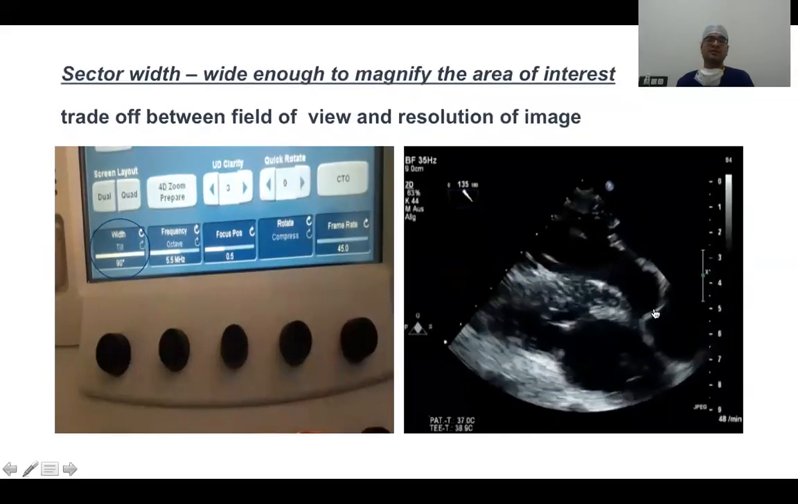Next will be sector width. Sector width should be wide enough to magnify the area of interest. It's a trade-off between field of view and resolution of the image. So here in this video we can see the mitral valve and aortic valve in long axis, and the sector width is 90°. As the field of view increases, the resolution goes down.